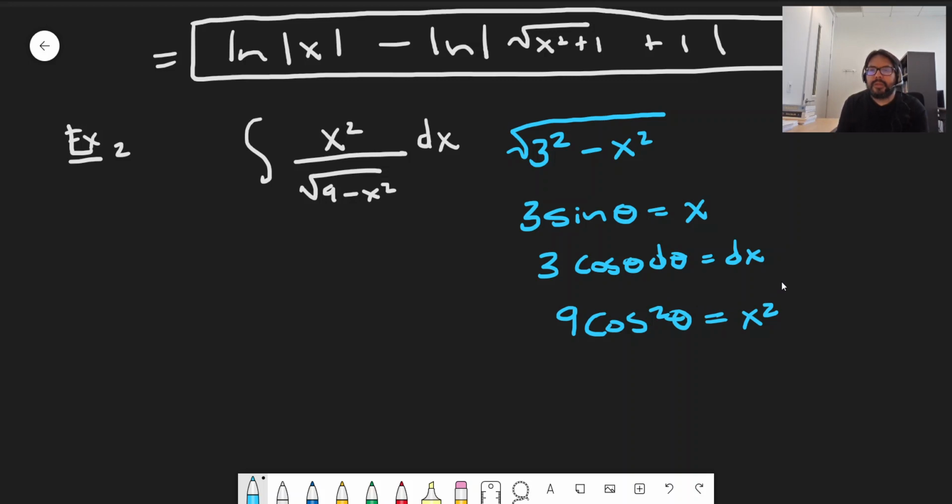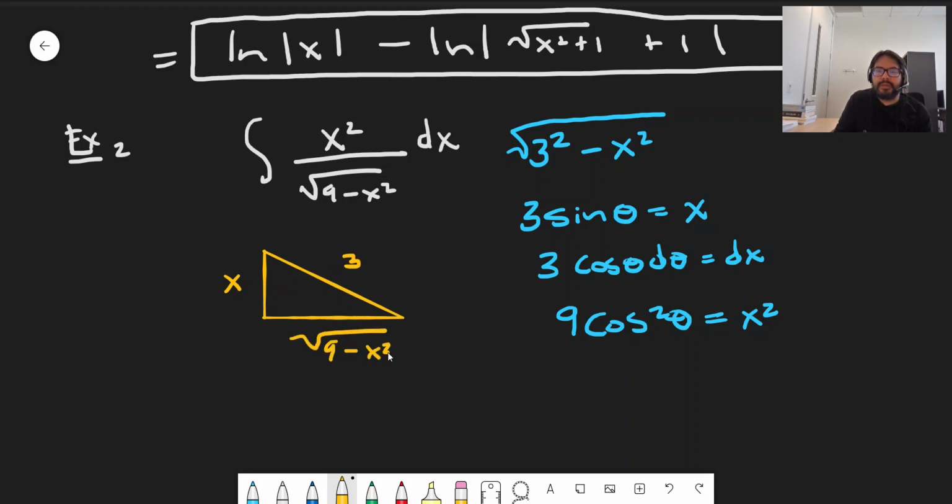Now, furthermore, we just need to go ahead and use our triangle as needed, which it's no problem. We can say that the opposite is x and the hypotenuse is 3, which means that the adjacent side is the square root of 9 minus x squared. That's where it tells us that 3 cosine theta equals the square root of 9 minus x squared.